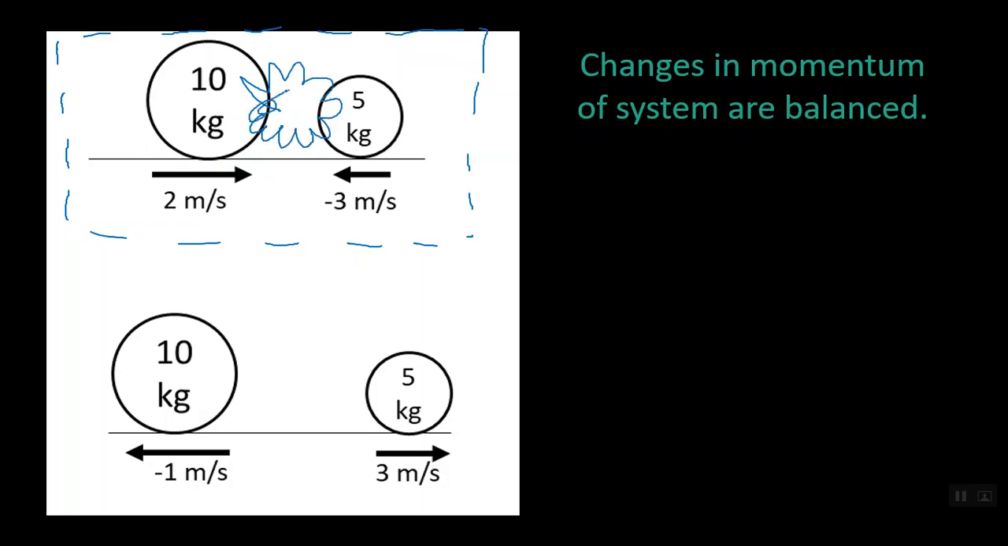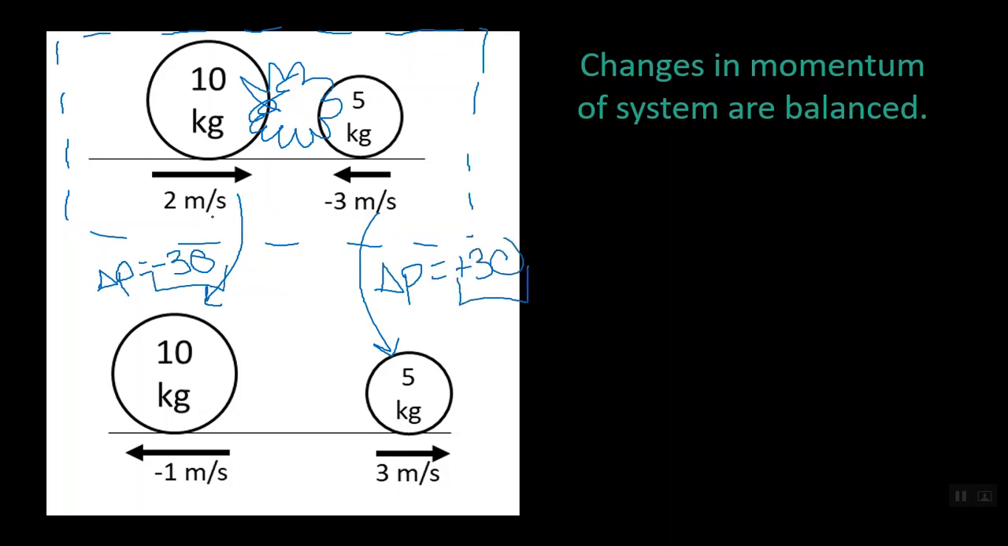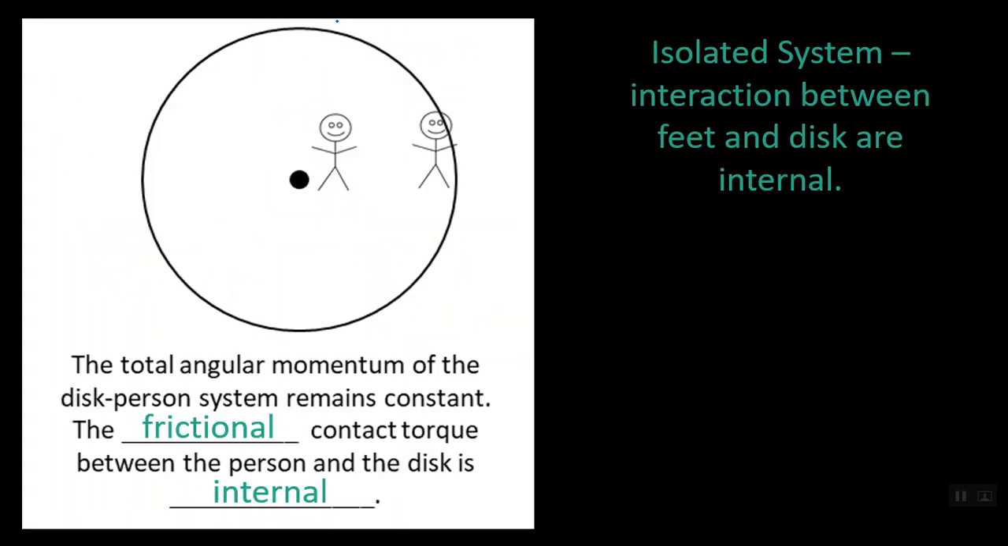So if I had these two balls collide, overall the momentum is going to be the same. But this ball on the left might experience a change in momentum of negative 30 kilogram meter per second. And that would mean the ball on the right had to gain 30 kilogram meter per second of momentum, so that overall, the net change was 0. We saw within these interactions that these changes in momentum within the system are always going to be balanced. Well, the same thing is going to happen for angular momentum as well.